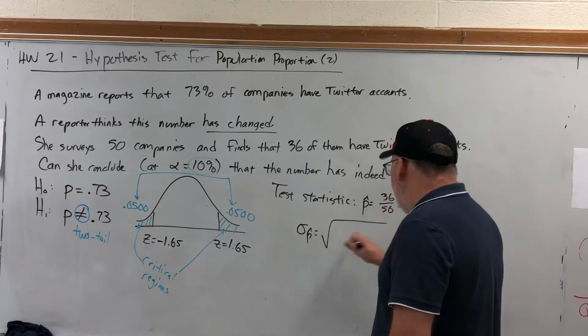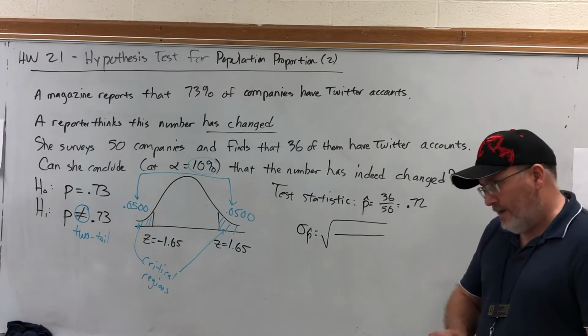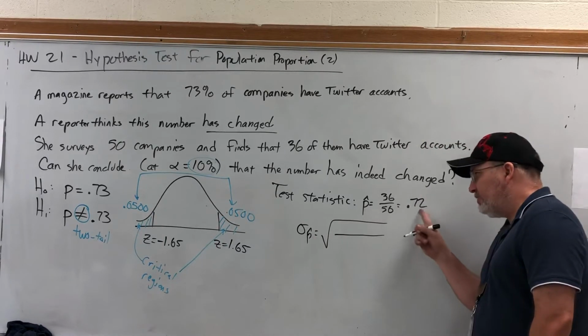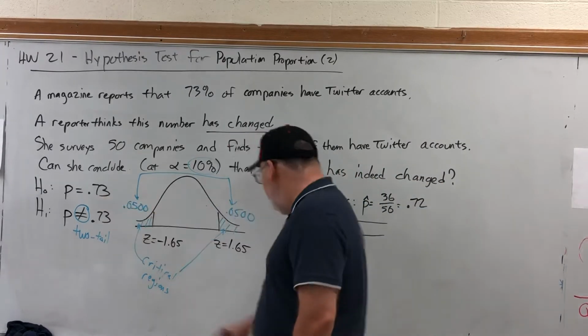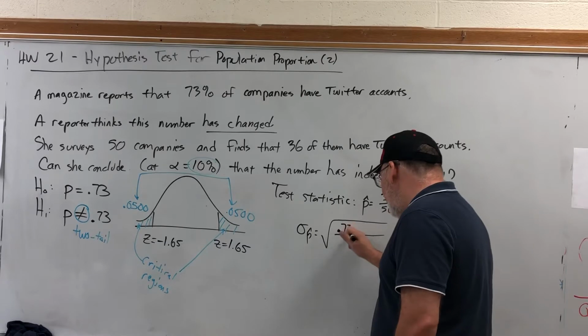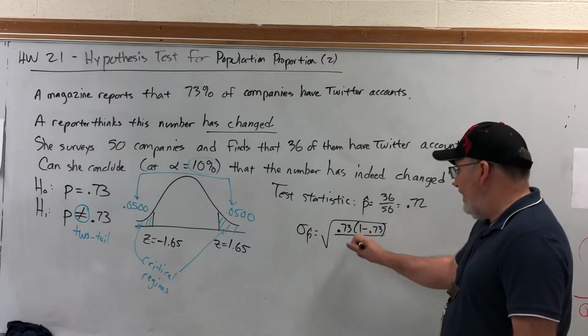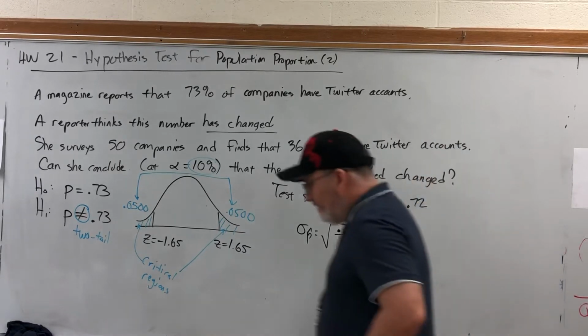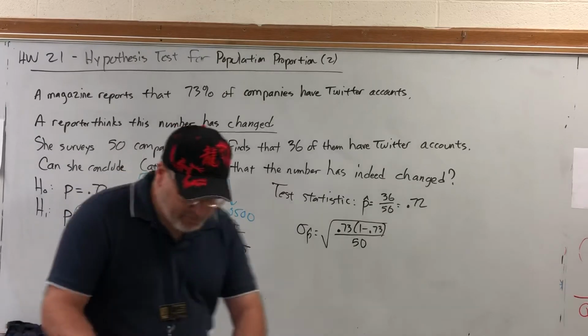Now remember, that formula uses the value of p from the null hypothesis. A common mistake is to use the p hat. It's not. It's the p from the null. So 0.73 times 1 minus 0.73 over the sample size, which was 50, and then that result will get square rooted.